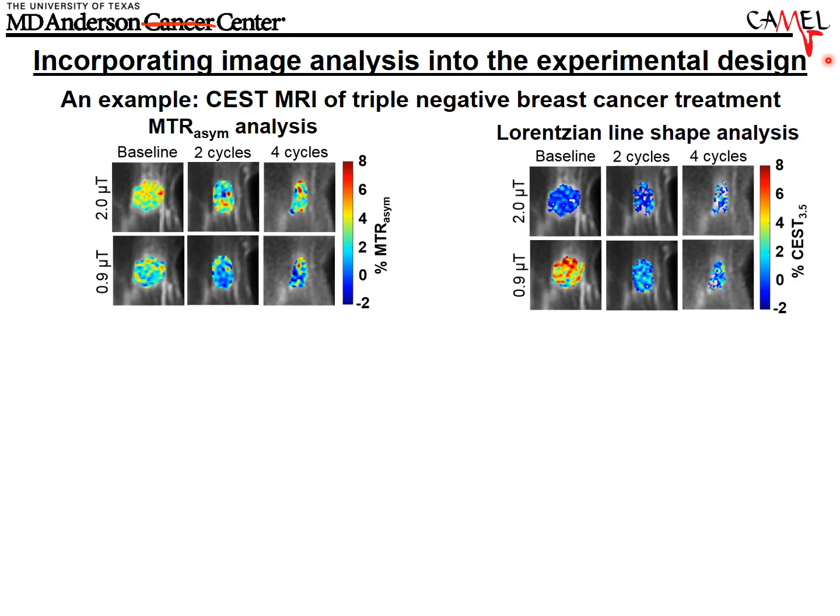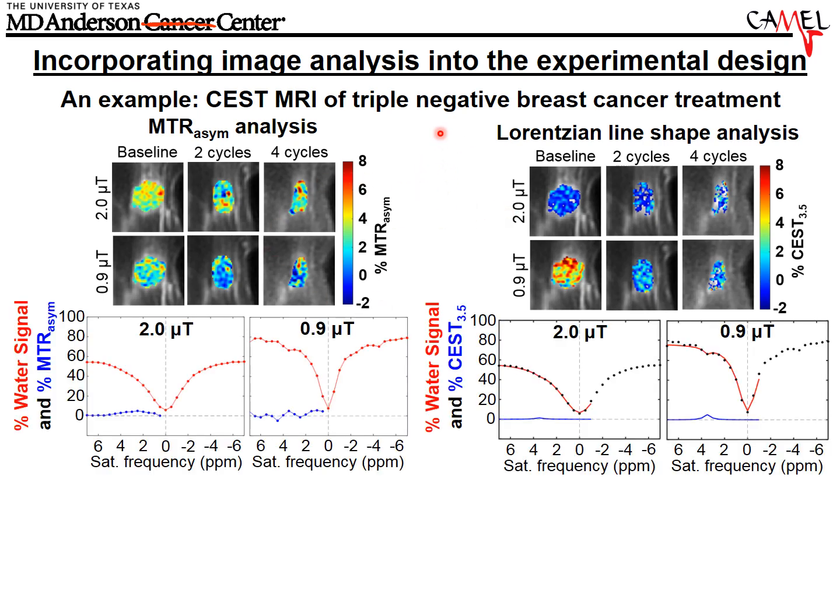Why is it important? Here is a great example from our laboratory, where we perform CEST MRI studies, in this case of triple negative breast cancer patients. We can perform what is known as an MTR asymmetry analysis or Lorentzian line shape analysis to produce these CEST maps that are shown here.